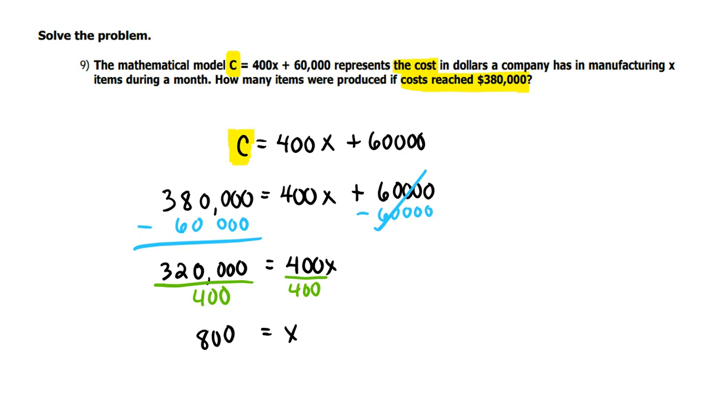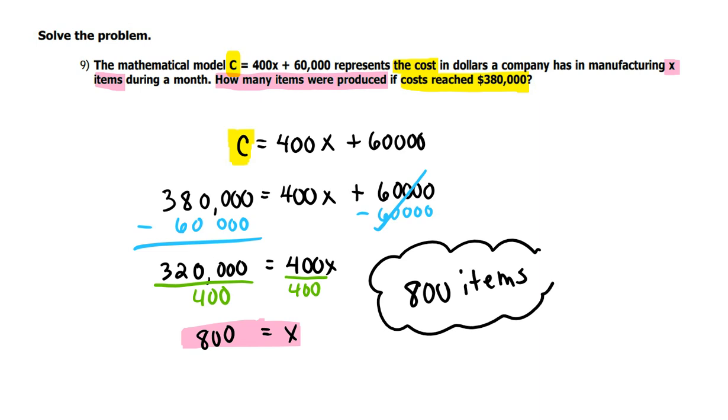So how many items were produced was the question. How many items were produced? And x is the items. So 800 items. 800 items were produced so that costs would reach, or will reach, $380,000. So that's number 9.